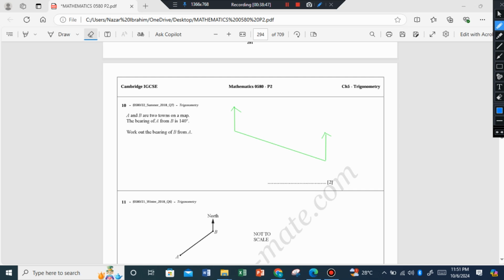So we see 140 degree, right? 140 from north. See, this is 90 degree. So 140 will be this, right? So the bearing of A from B means that this is B and this is A, right? So this is what is 140, right? Okay.